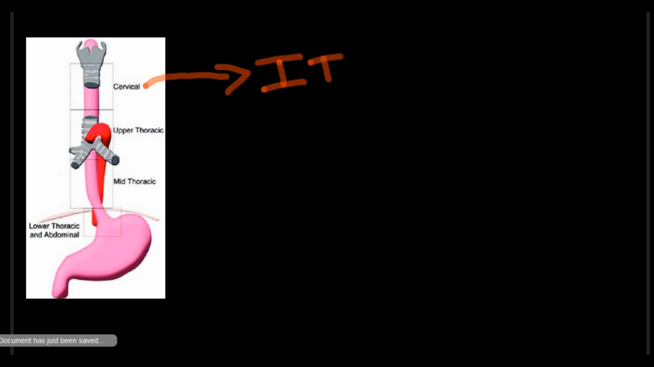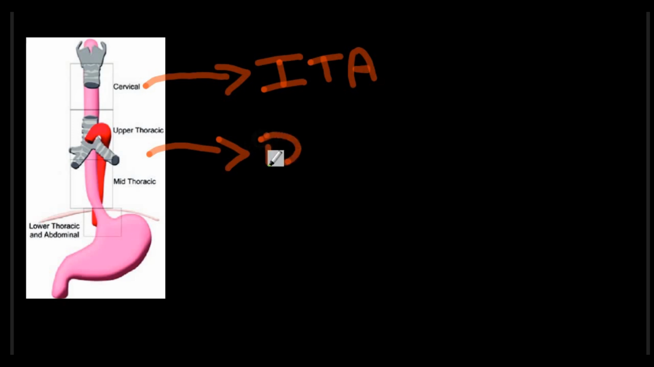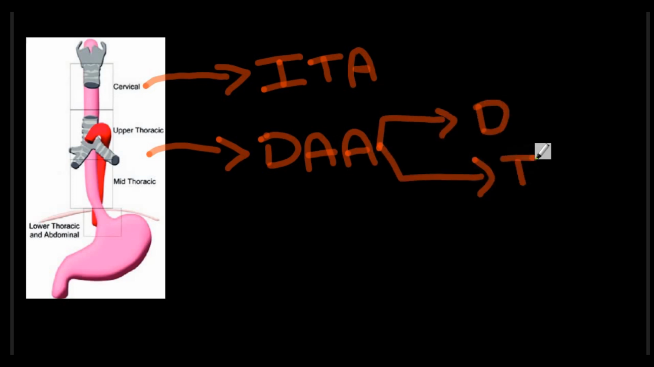At the cervical level, it's supplied by the inferior thyroid artery. At the thoracic level, it's supplied by the descending abdominal aorta, which gives direct and indirect branches to the esophagus. At the abdominal level, it's the same as venous drainage.